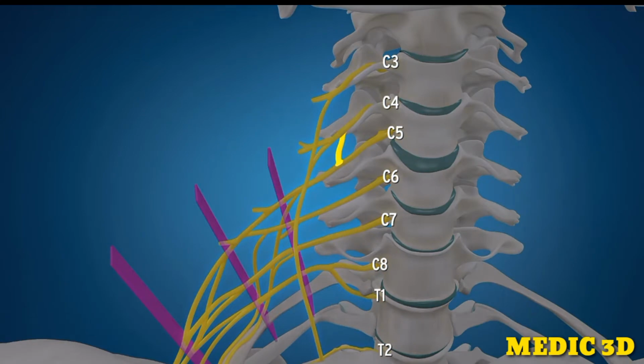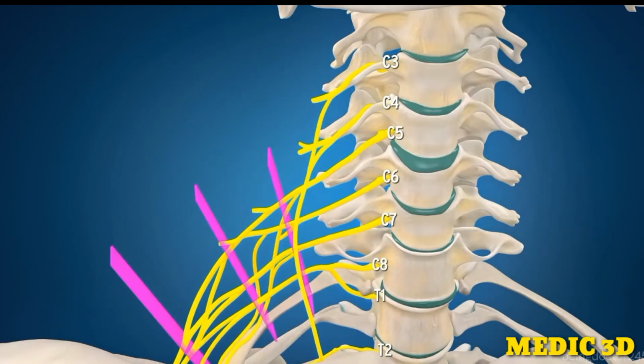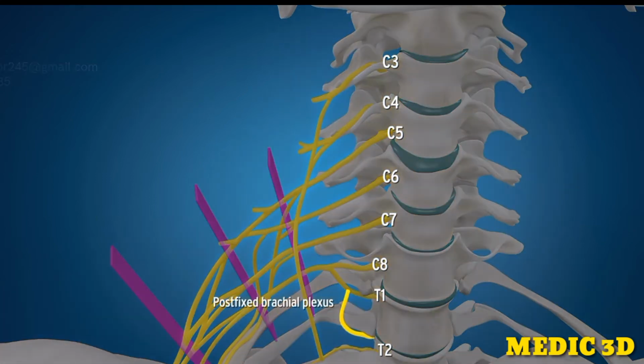This brachial plexus is called a prefixed plexus. Similarly, in case the contribution by T2 is greater, C4 is absent, and the contribution of C5 is lesser, it is called a post-fixed brachial plexus.